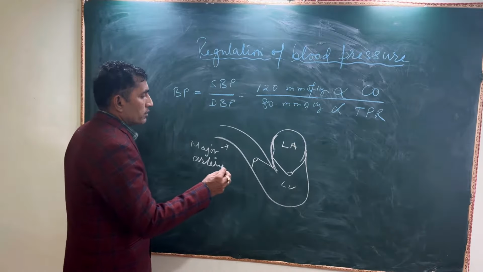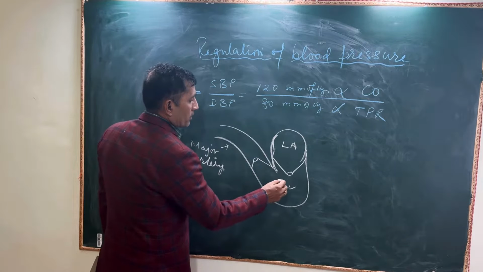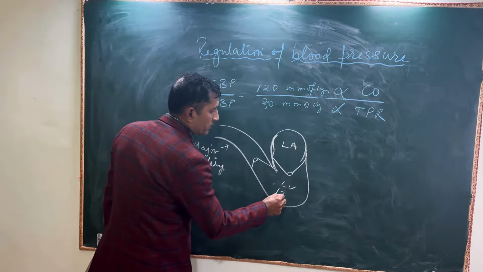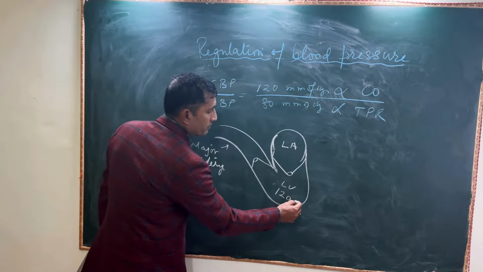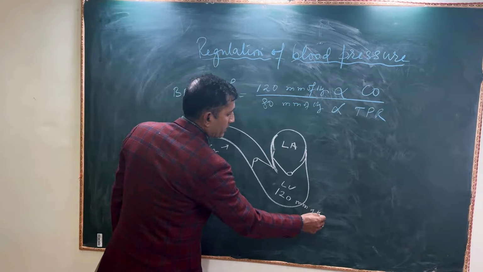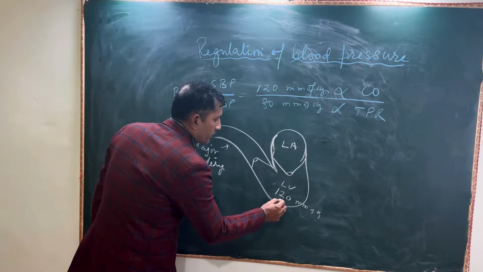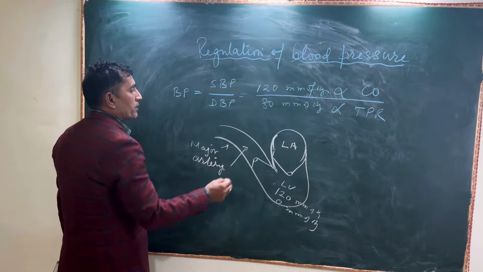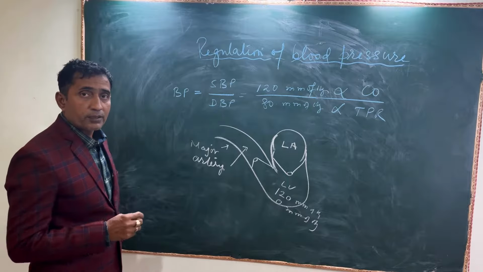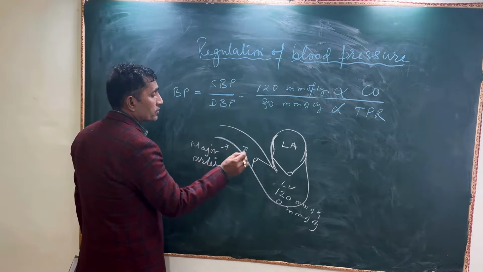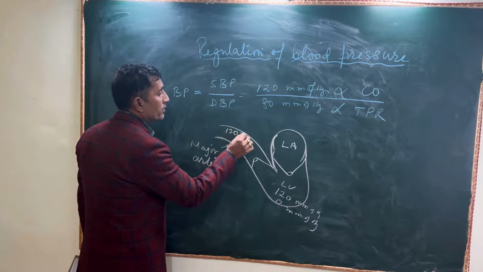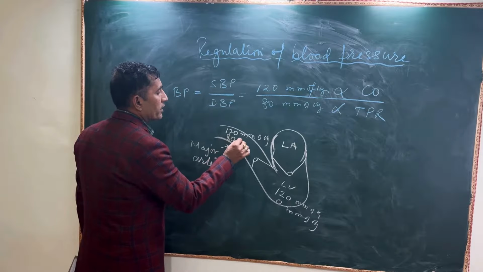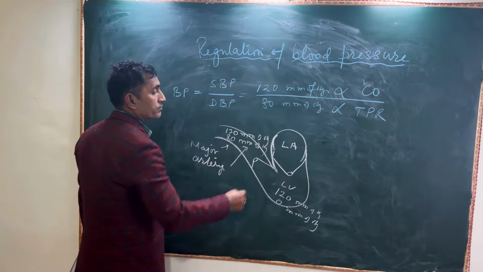Now the pressure present in the left ventricle: its systolic pressure is 120 millimeter of mercury, and the diastolic pressure is 0 millimeter of mercury. And the pressure in the major artery or aorta becomes, systolic blood pressure 120 millimeter of mercury and the diastolic pressure 80 millimeter of mercury.